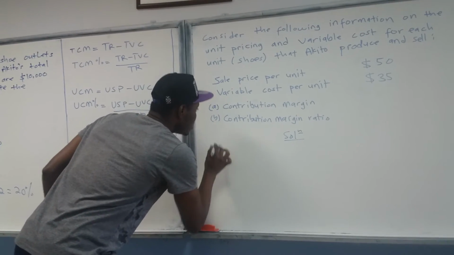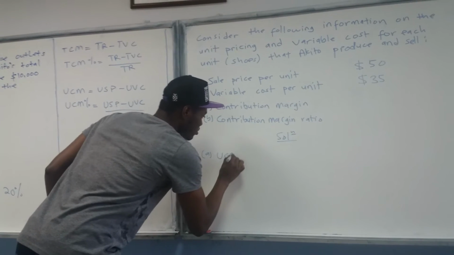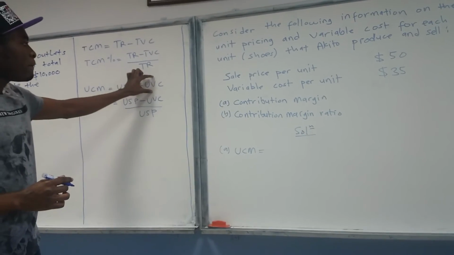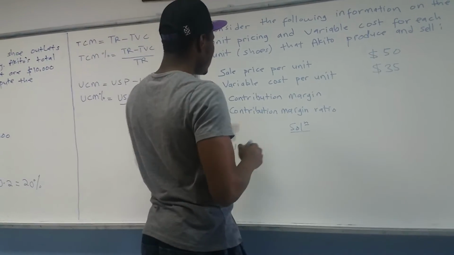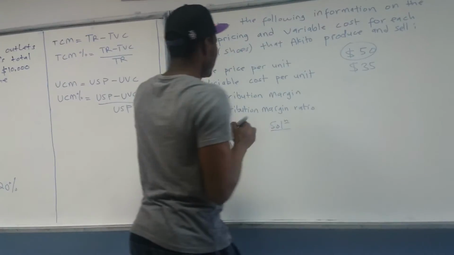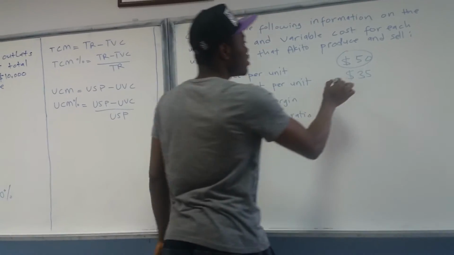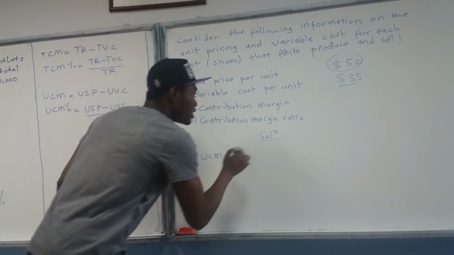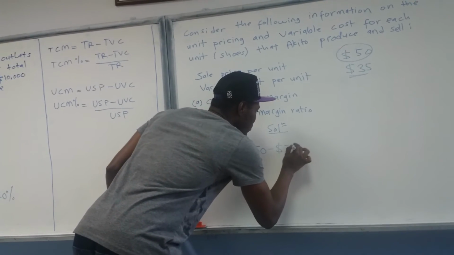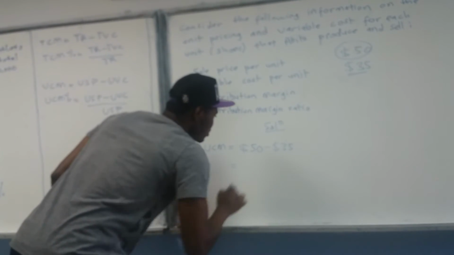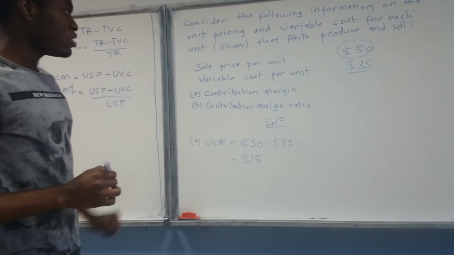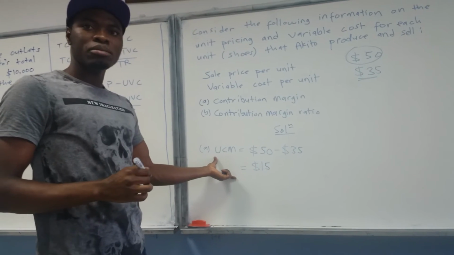So solution A, contribution margin, that's our unit contribution margin. As we know from our formula, it's the unit selling price minus unit variable cost. Our sale price per unit is $50 and our variable cost per unit is $35. So we have $50 minus $35, which is equal to $15. That's it for our first requirement. That's unit contribution margin for you.